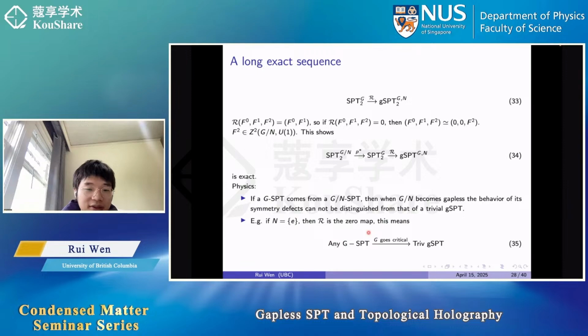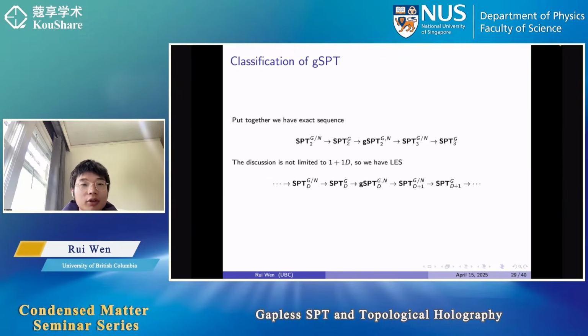If you start with the cluster chain and you make Z2 square critical, then it's just the same as a trivial power magnet tuned to the Z2 square critical point, right? Okay, so put together we have the exact sequence like this. The gSPT is sitting in the middle. This is taking anomaly. This is like a weak Gapless SPT.